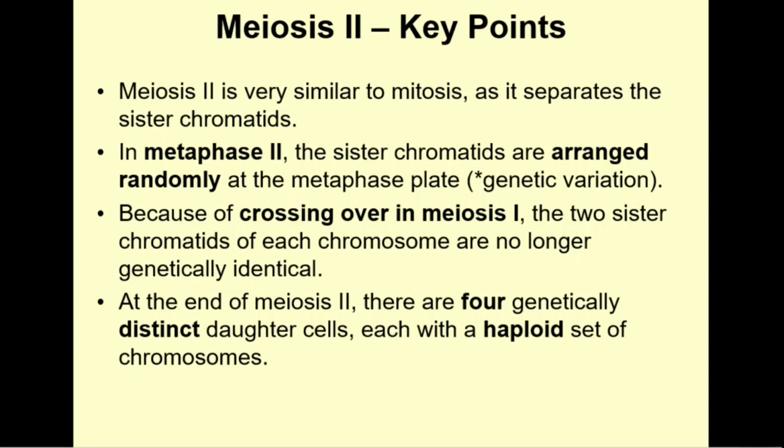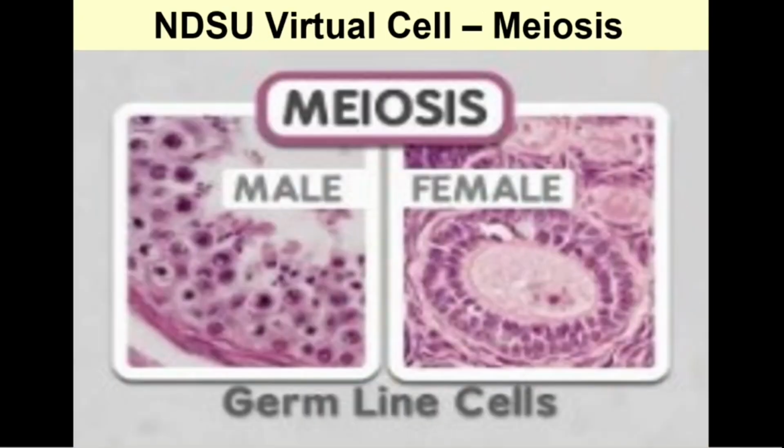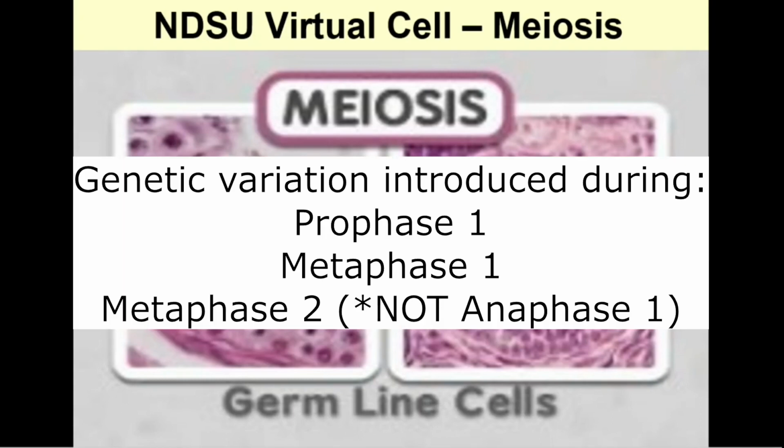So that's meiosis, essentially. We go through 2 different divisions, so Meiosis I and Meiosis II. We get a reduction in the number of chromosomes, so we go from diploid to haploid, and we also introduce genetic variation in Prophase I, Metaphase I, and Anaphase I.